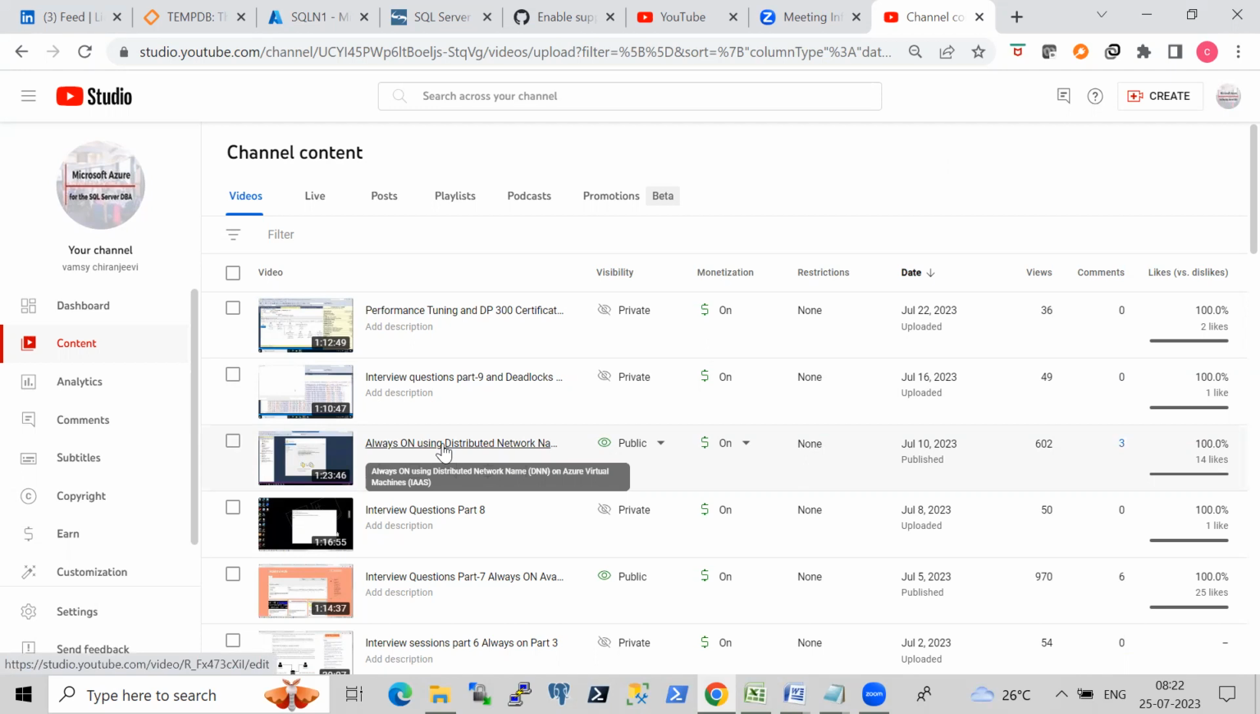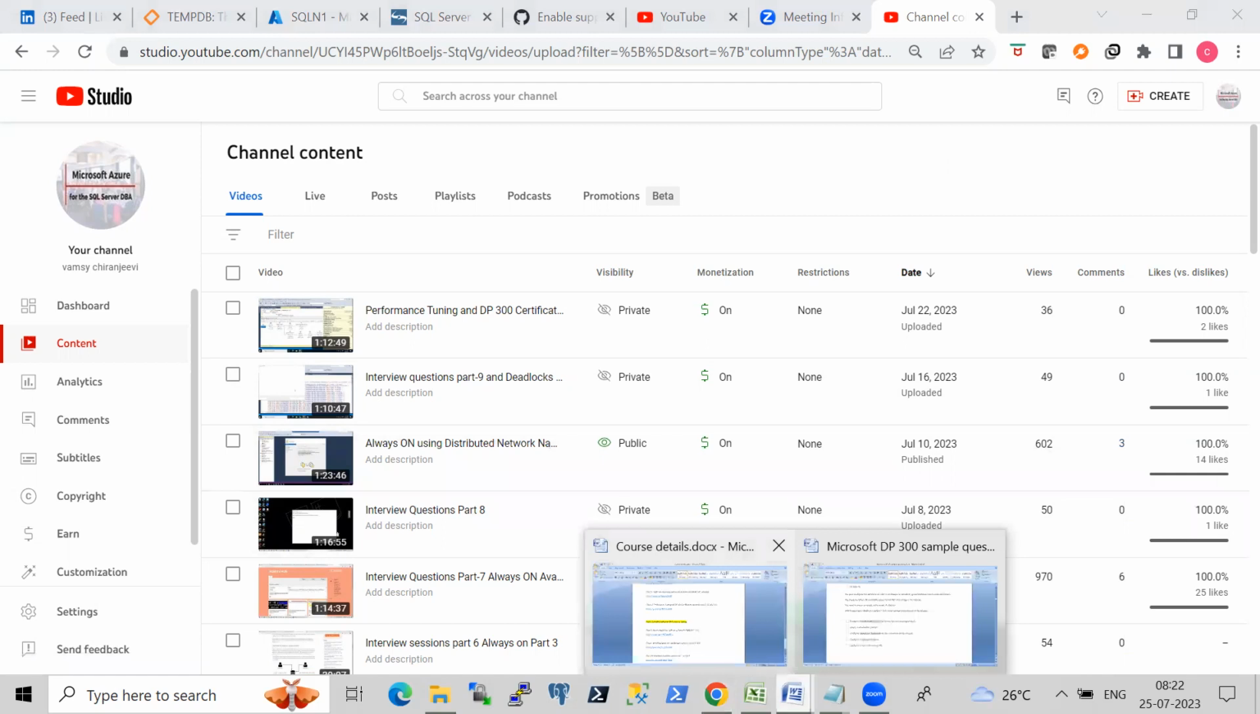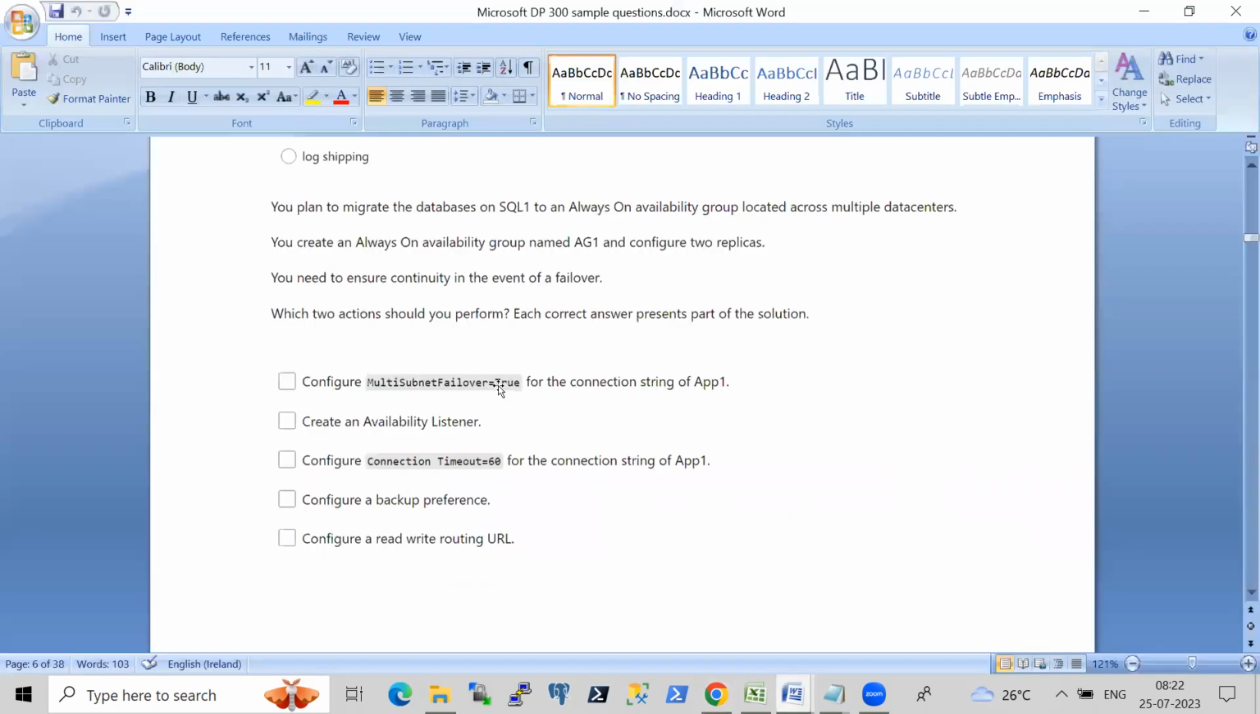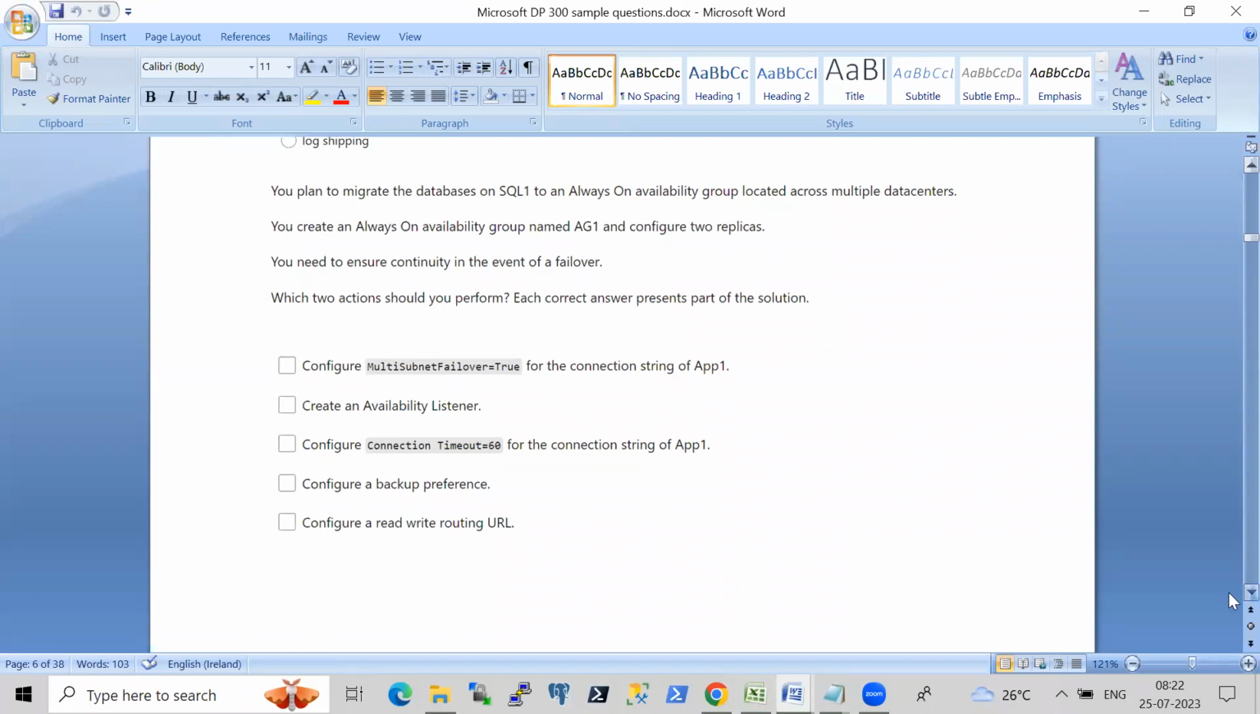So if you are using distributed network name, then you have to use multi-subnet failover equal to true. That is the twist. So if you are using distributed network name, even though you are on single subnet, I repeat, even though you are on single subnet, you have to use multi-subnet failover equal to true. If you want to know the reason, you can watch that video. Let's move on.